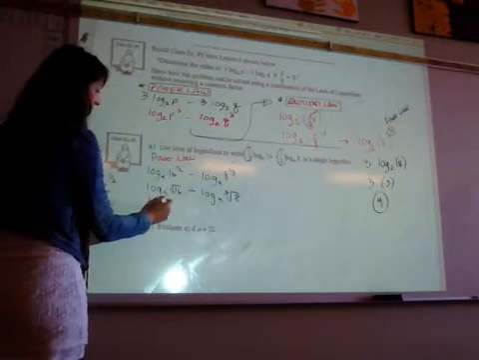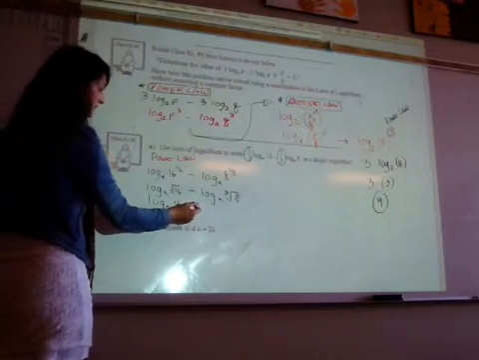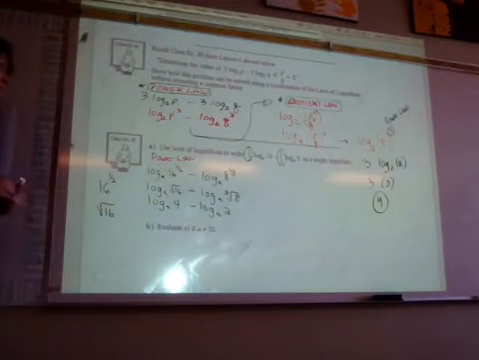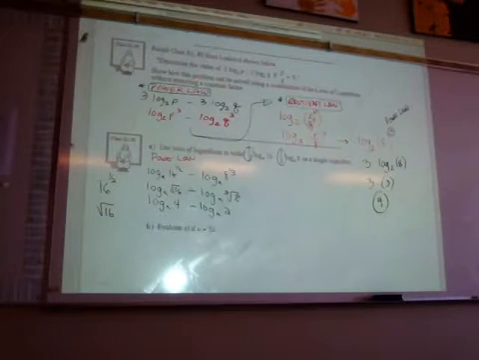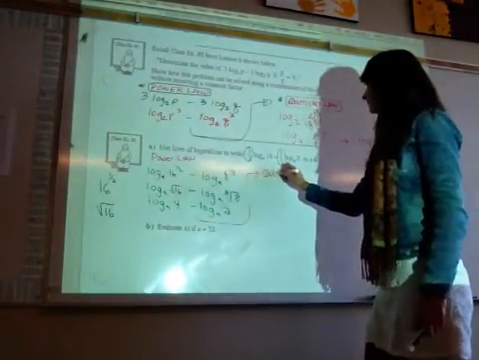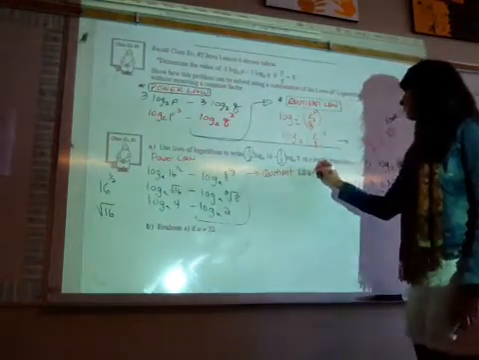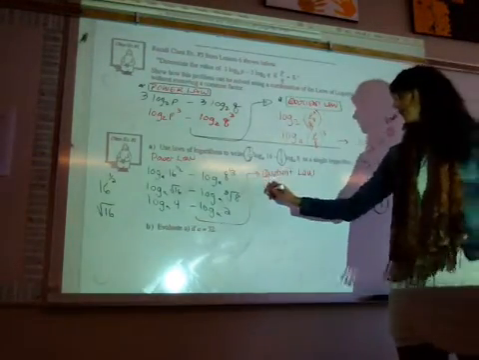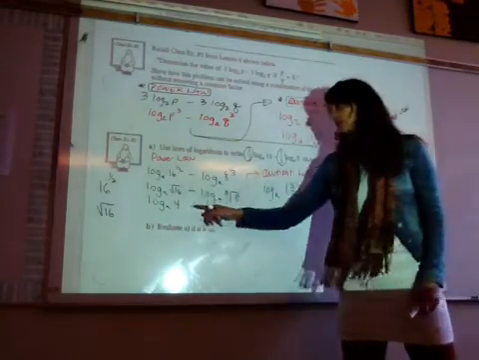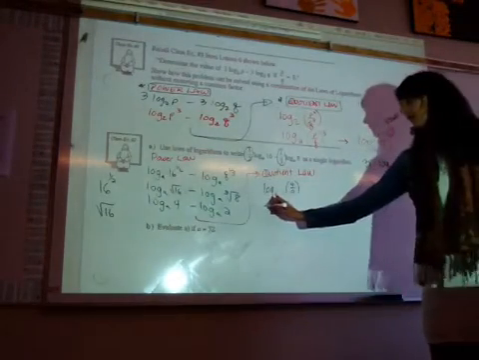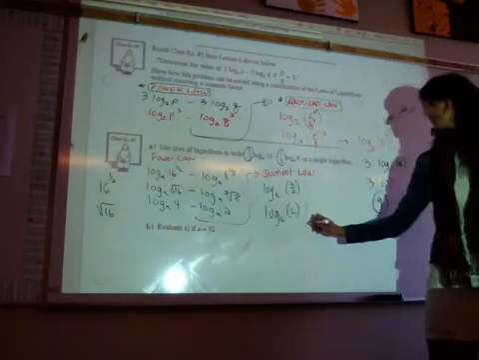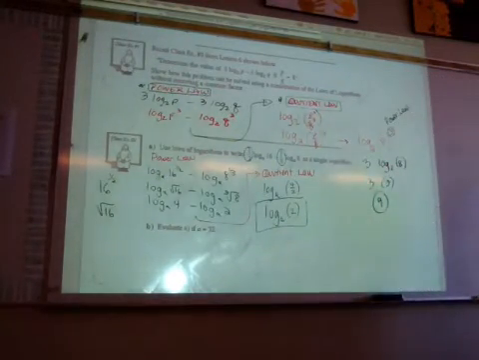So cleaning this up one more step. Square root of 16 is 4. Cube root of 8 is 2. Now that I have a subtraction sentence, I can just apply the quotient law. And I get log base a 4 over 2. Okay, just dividing those arguments. And I end up with log base a argument 2. So there's my single log.